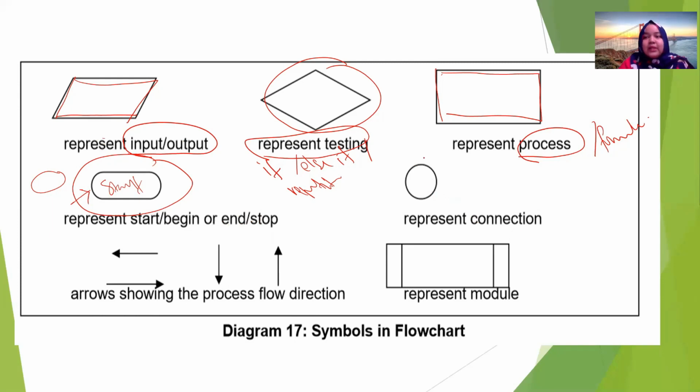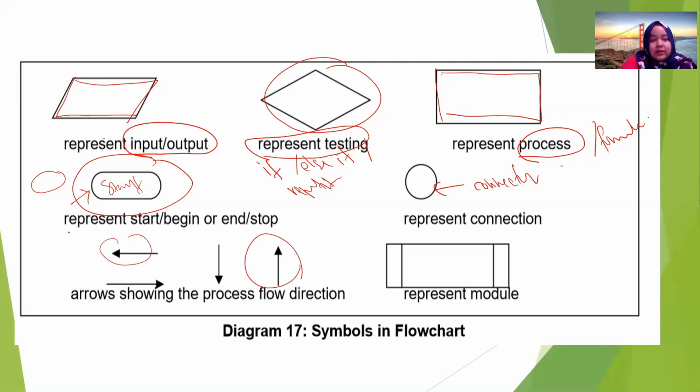Okay, represent connection. Connection ni adalah bila you buat, sekarang memang you tak nampak lah nanti. Bila you belajar chapter 3, 4, you punya flowchart yang jadi panjang. Satu muka surat tak cukup. So you kena gunakan connector. This one we known as the connector. Okay. So ni adalah arrow showing the process flow ni kena wajib lah.